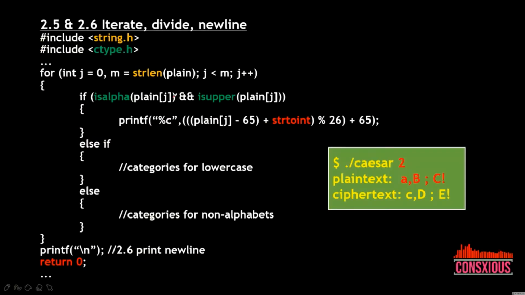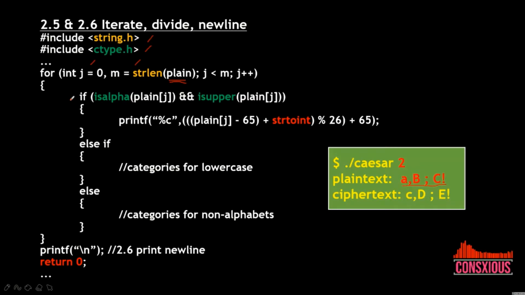So let's go through the concepts here. We have to include these 2 libraries. First we're going to use the for loop here. j equals 0, n equals string length of the plain. You have to know the string length of this plain. So this is how we get the string length here. j is less than n and j++.